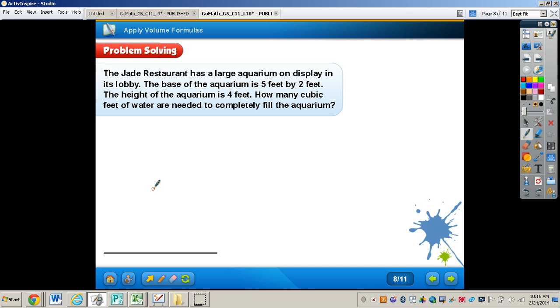Okay, let's take a look at this problem-solving problem together. It says the Jade Restaurant has a large aquarium on display in its lobby. The base of the aquarium is 5 feet by 2 feet. The height of the aquarium is 4 feet. How many cubic feet of water are needed to completely fill the aquarium? Okay, so we can take a look at the volume. We just need to find the volume for this.